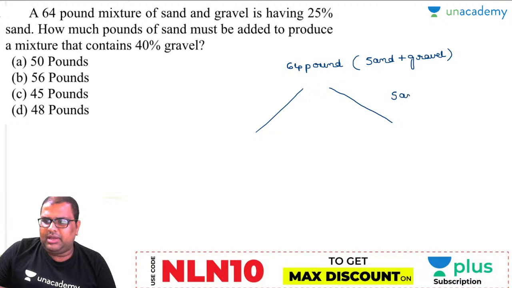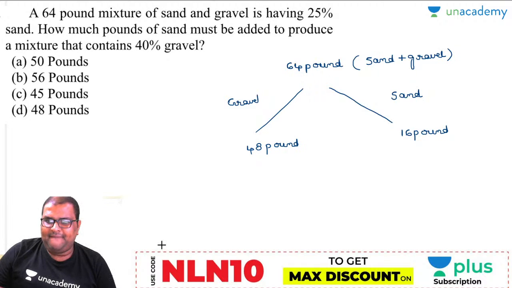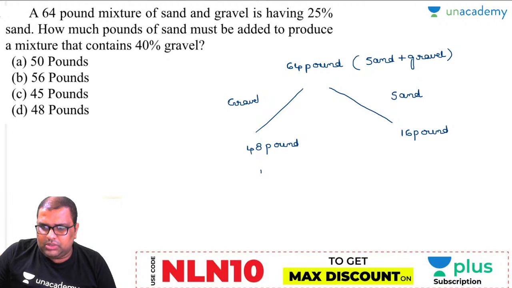Now 1/4 value will be how much, ma'am? 1/4 of 64: 4 ones are 4, 4 fours are 16. 16 pounds of sand. Now the remaining will be gravel only. Am I right or wrong? I'll write down here. Remove 16 from 64. Is it 54? No, 48. 48 pounds of gravel will be there. How many pounds of sand must be added to produce a mixture that contains 40% gravel? If you closely observe, you didn't add a single pinch of gravel. In the previous it is 48 pounds. Now also it will be 48 pounds only.